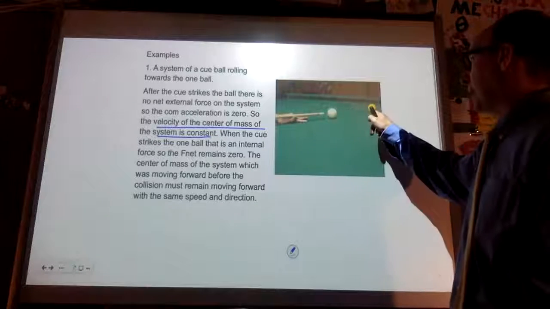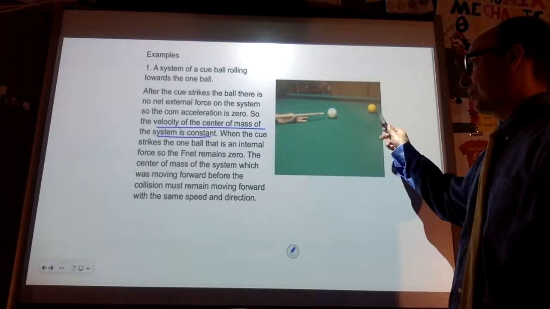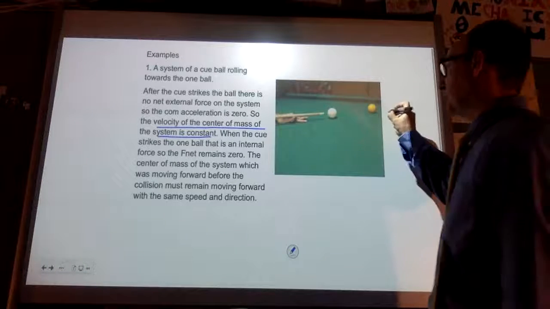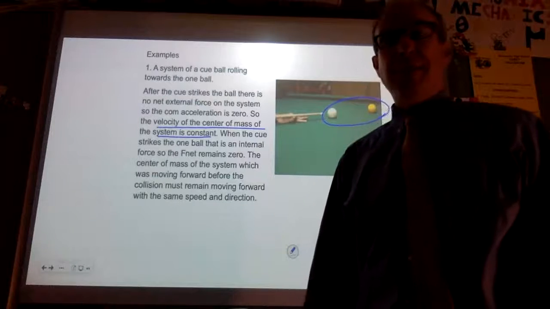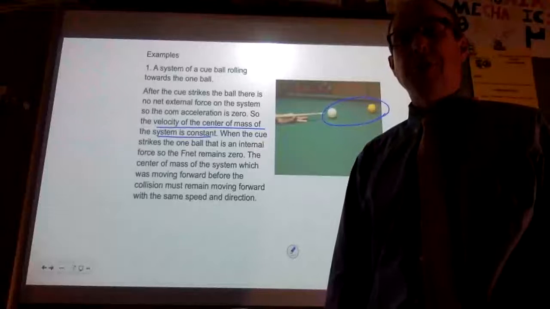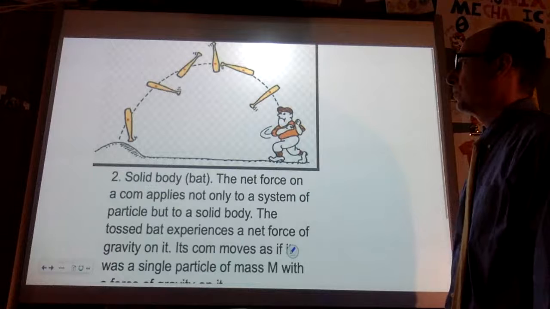It's then going to collide with another ball. Because there are no external forces, if our system consists of both of these balls, the center of mass velocity still needs to be going in the same direction, unchanged. And again, that would mean there was no friction.